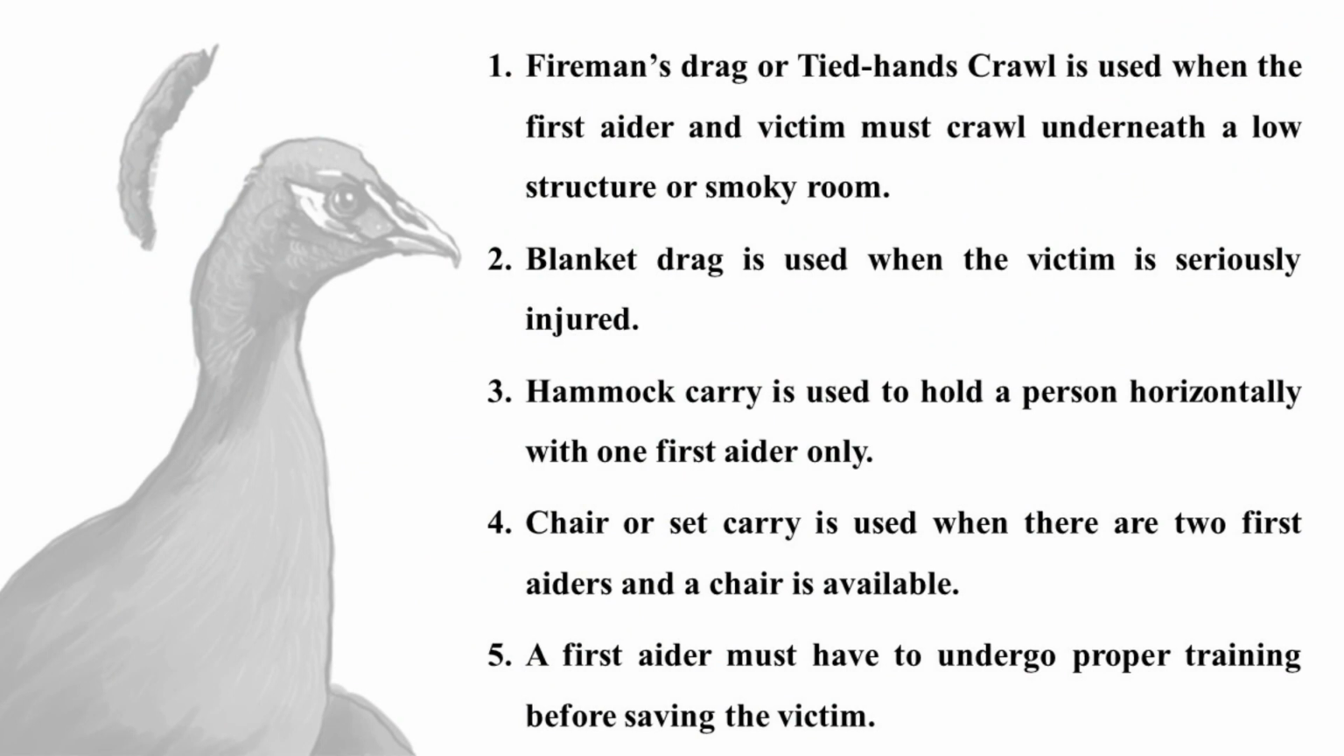Fireman's drag or tie-hand crawl is used when the first aider and the victim must crawl underneath a low structure or smoky room. Blanket drag is used when the victim is seriously injured. Hammock carry is used to hold a person horizontally with one first aider only. Chair or seat carry is used when there are two first aiders and a chair is available. A first aider must undergo proper training before saving the victim.